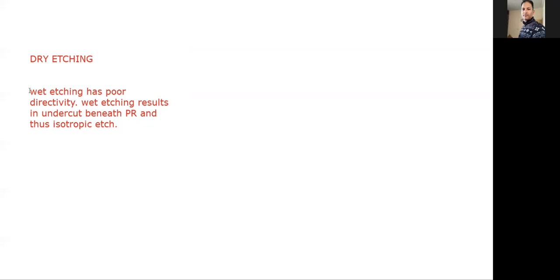How we do dry etching is basically that we use plasma for the dry etching. Plasma, as we know, is the fourth state of matter. In this, what you have is ions, electrons, and even molecules.